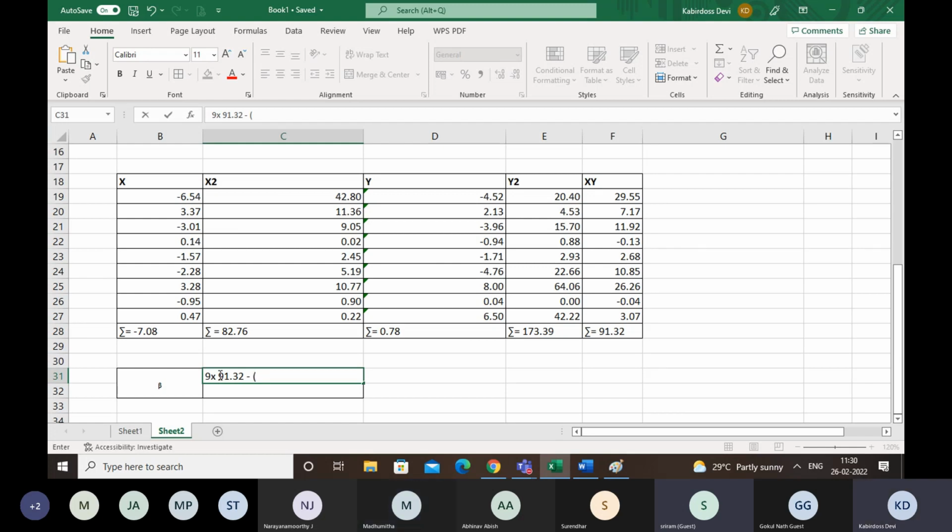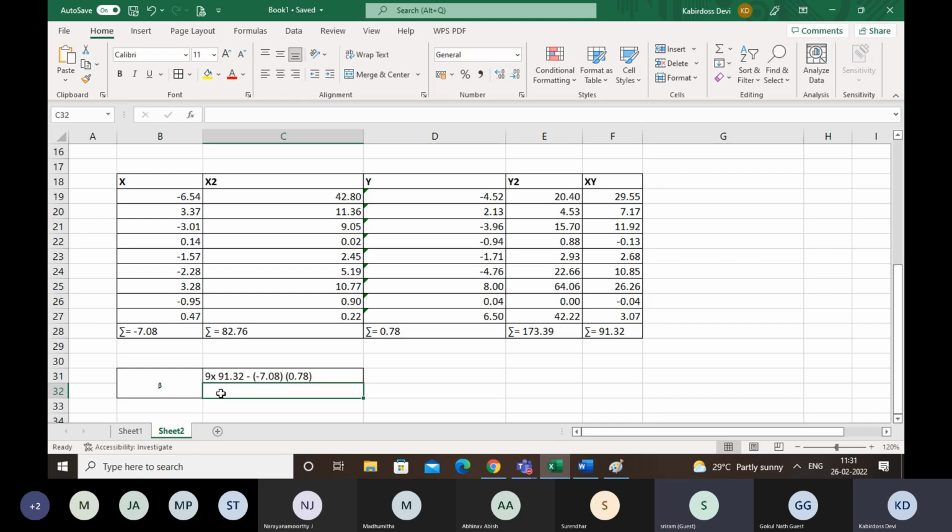Summation x is minus 7.08. So I am going to put minus 7.08. Again, it is multiplied, so I just have to close the bracket. Minus summation of x into summation of y, so multiply by 0.78. Okay, this I have completed. The whole divided by.